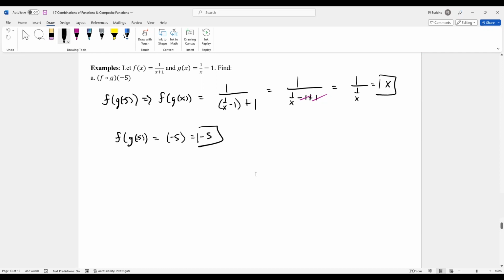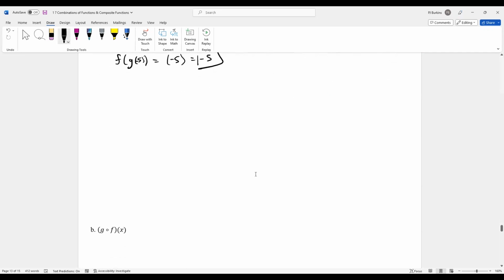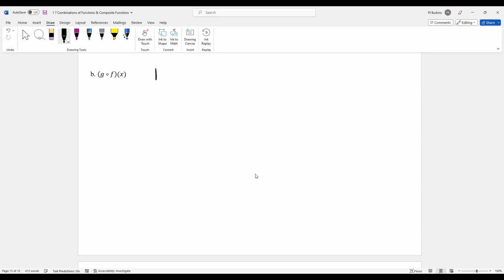All right, what if we do g of f? So the g function was 1 over x minus 1, and for x, we are plugging in the f function, which is 1 over x plus 1. So 1 over a fraction, you can flip and multiply. So we have this, and then the 1 plus 1 minus 1 cancel, and we get x yet again.